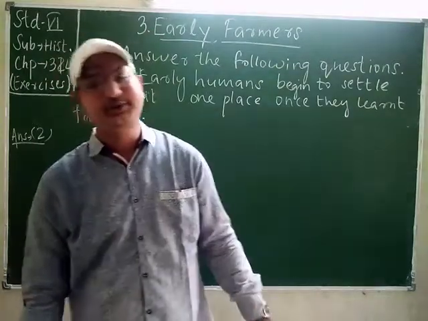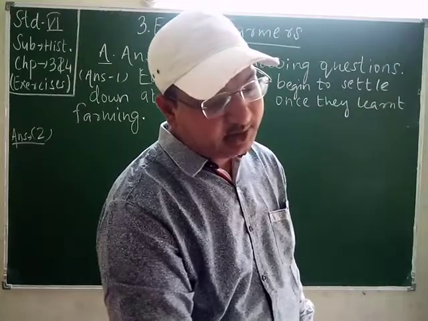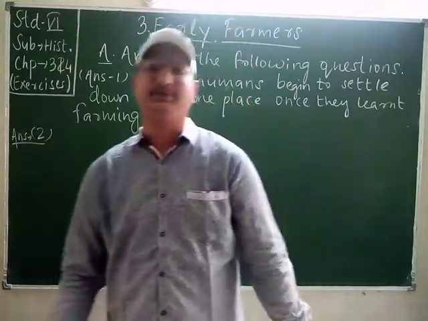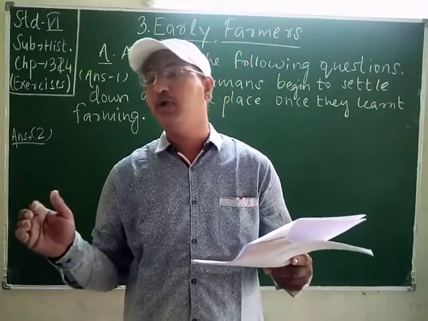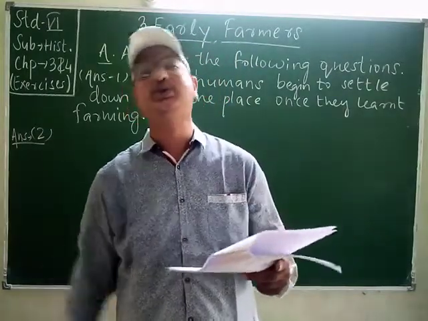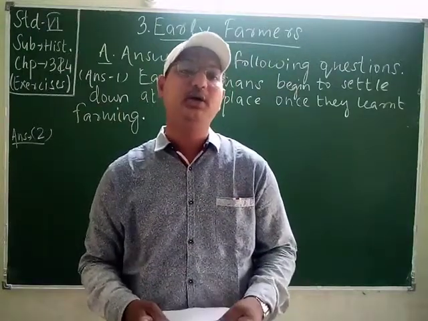Okay, students. Then we'll move to question number 4. Why did early men grow crops on the banks of rivers? Why? What is the reason? Why they were cultivating near the rivers only? Why not anywhere else, in mountainous or plain area?